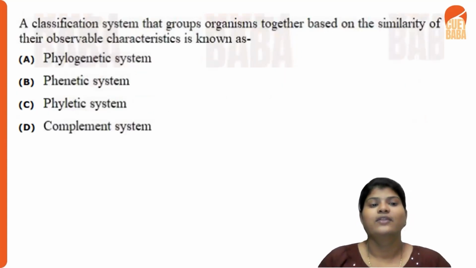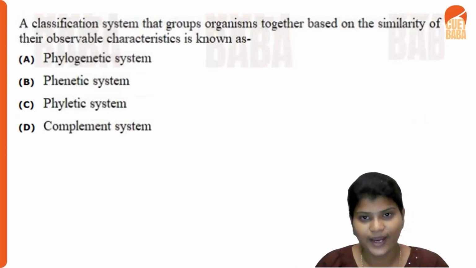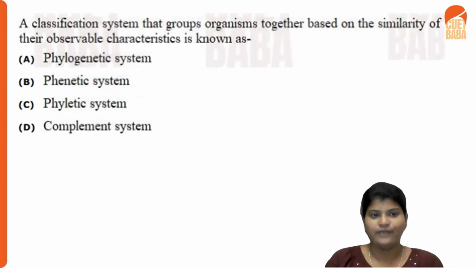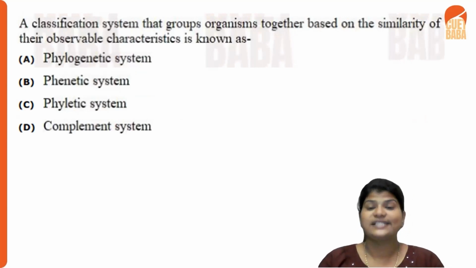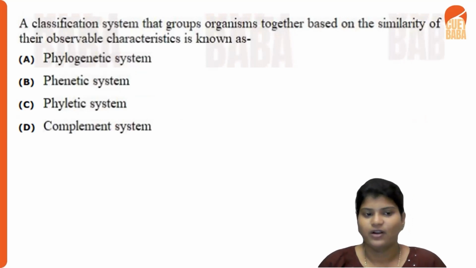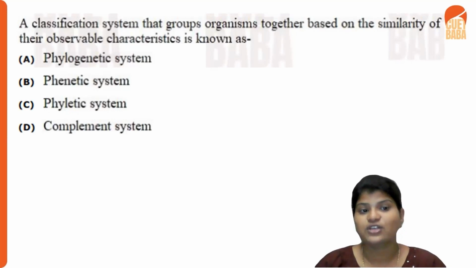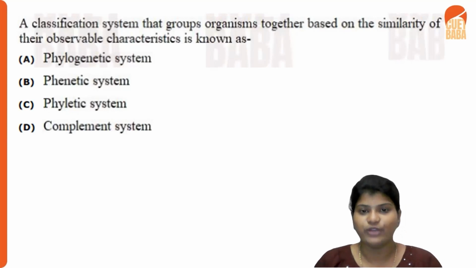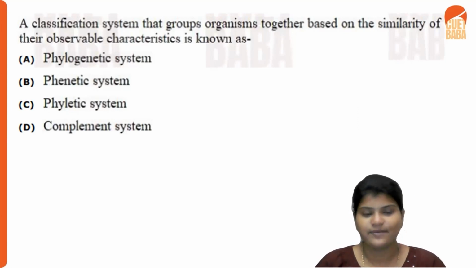And the next one, the classification system that groups organisms together based on the similarity of their observable characteristics is known as. The options are A, phylogenetic system, phenetic system, phyletic system, and complement system. So the option A, phylogenetic system, will show the similarity of evolutionary relationship. And the option C will also show the evolutionary connections and evolutionary changes. And the last option, complement system, is completely on the immunity side. This is an innate immunity which responds against the antigen.